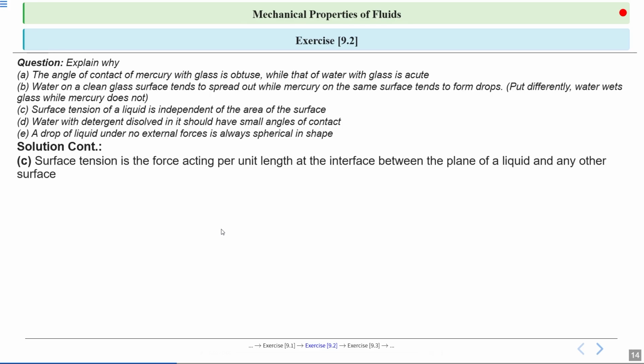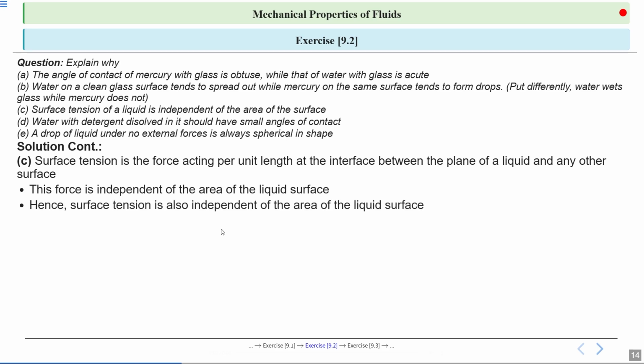Now, let's start with part C. Surface tension is defined as the force acting per unit length at the interface between a liquid and another phase. This means for any given length along the surface, the liquid molecules experience a pulling force that tries to minimize the surface area. Remember, the SI unit for force is newton, and for length it is meter. So surface tension is measured in newton per meter. This force is independent of the area of the liquid surface. Hence, surface tension is also independent of the area of the liquid surface.